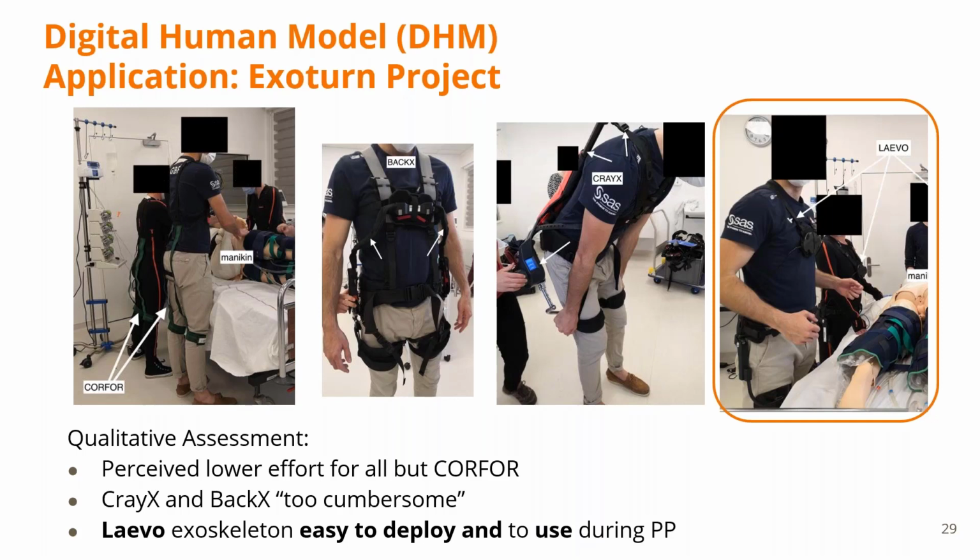And finally, we had the Laevo exoskeleton. That was the one that checked all required boxes for deployment in the hospital, while also supporting the back effectively during the task. With this in mind, we propose to use our digital human model to evaluate the motions of the human with and without the Laevo exoskeleton.